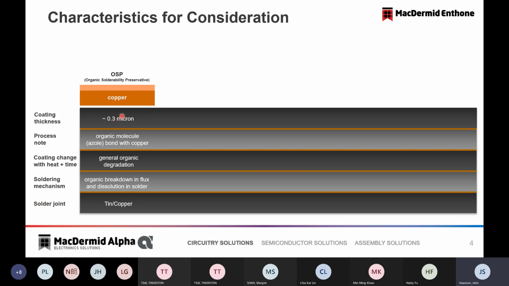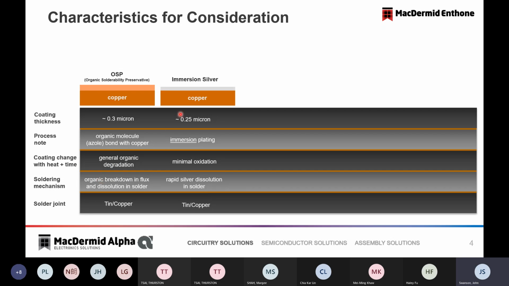So the first item here is OSP. OSP is an organic coating. Thickness is about 0.3 microns. It's a family of organics called azoles. So the specific organic coating will vary depending on the chemical vendor, but it will be categorized in a family of similar organics called azoles. The organic can degrade over time if it's exposed to heat. There will be some degree of breakdown in that coating. We're going to talk about each finish in more detail, but this is just a basic quick summary.